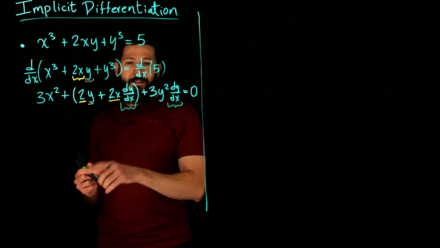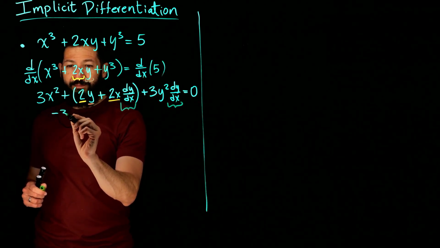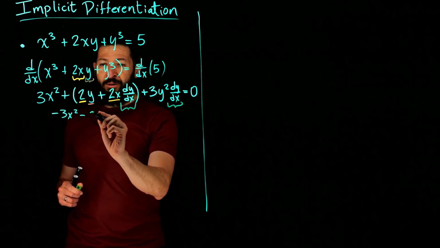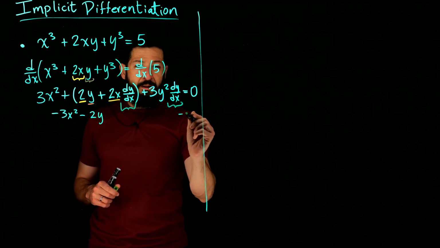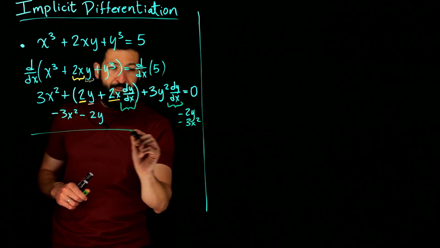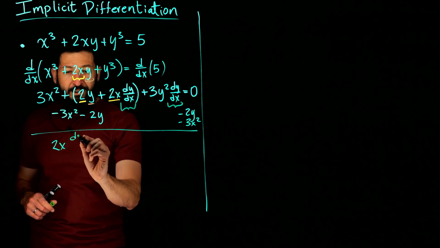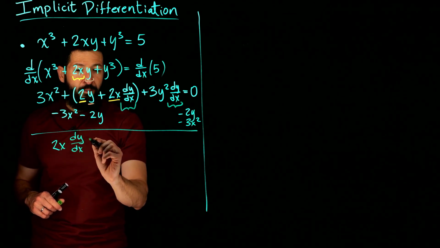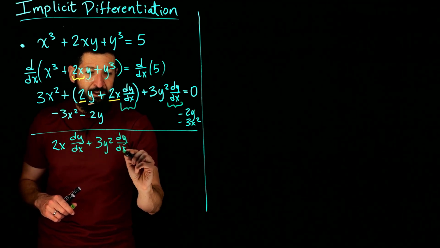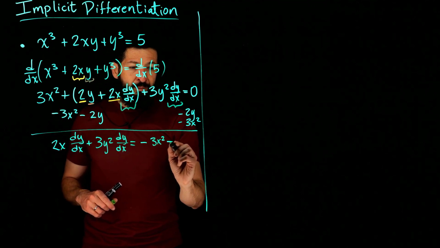The way I'm going to do that, these two are already here. I'm going to subtract this one on both sides. That takes it over here. This right here, I'm going to subtract as well. When I do that, the terms that survive are 2x dy/dx plus 3y squared dy/dx is going to be equal to negative 3x squared minus 2y.